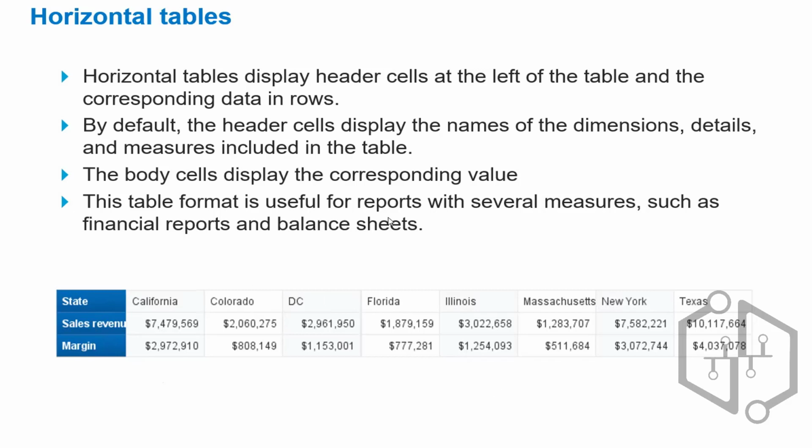So this table format is useful for reports with several measures. When we have more measures to display, then it is useful. For example, financial reports and balance sheets. Financial reports and balance sheets contain so many key figures. So in those scenarios, horizontal tables are suitable.